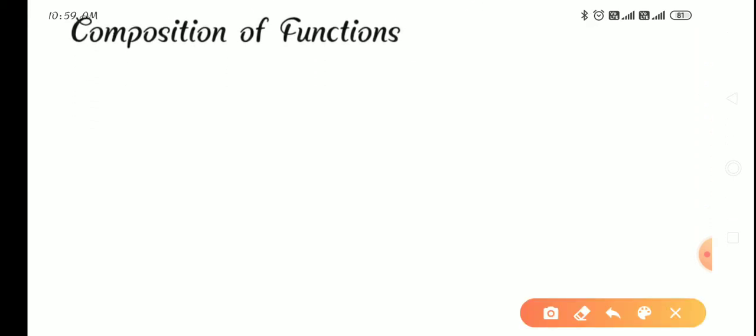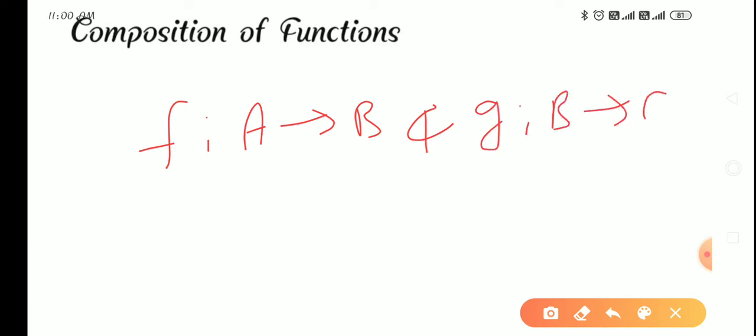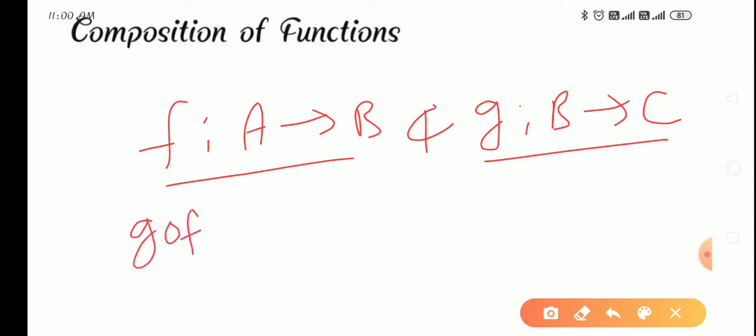Suppose you are having two functions f and g such that f: A to B is a function, and g: B to C. These are the two functions, f from A to B, g from B to C. Then composition of f and g will be gof such that A to C. So this is the composition of functions f and g.